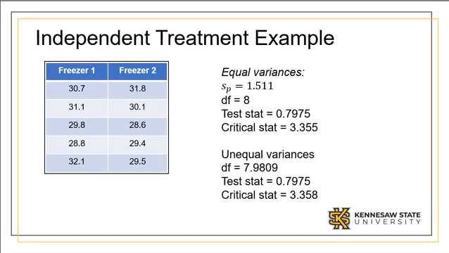Now consider the same problem assuming unequal variances. It is recommended that you confirm the results above with statistical software. The degrees of freedom will be 7.9809. The test statistic will be 0.7975, and the critical statistic will be 3.358. We reach the same conclusion. Also, observe the closeness of the degrees of freedom, test statistic, and critical statistic in these two calculations. This implies that our assumption of equal variances was a good assumption.